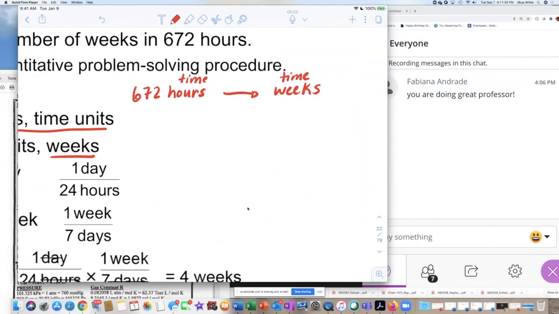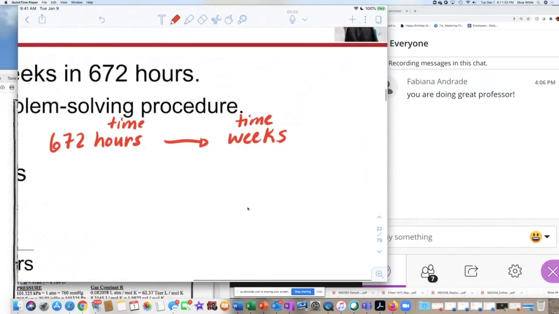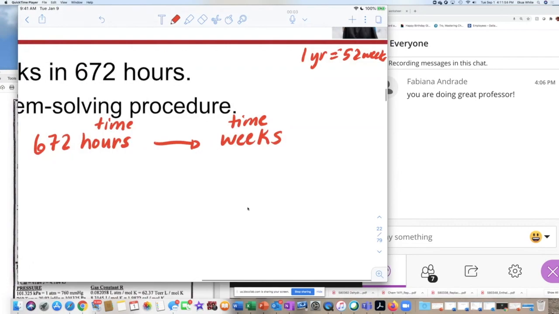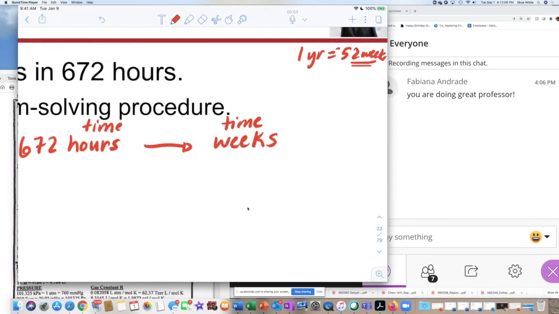We need to find our conversion. Can you all tell me a conversion that has time in it, or that has, for example, hours? Oh, you mean like 1 year and 52 weeks? Okay, yeah, 1 year equals 52 weeks. Now, this is not necessarily very useful to us, because even though it has weeks in here, we would rather have something that is bringing us closer to hours.